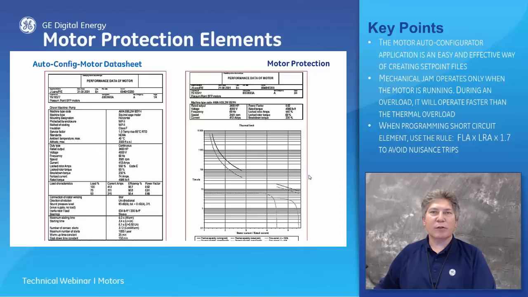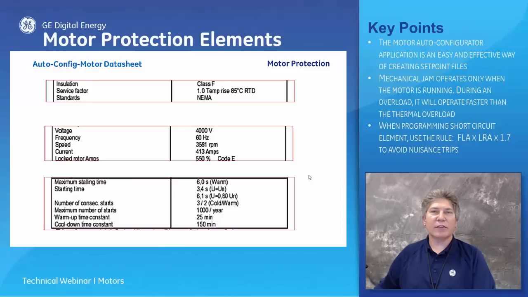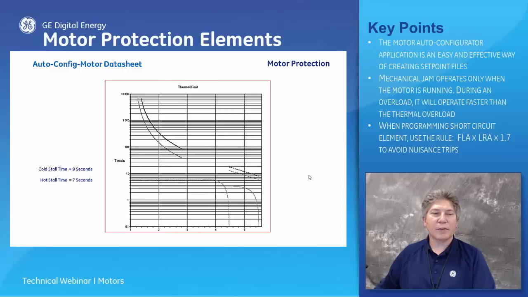Here's an example of a motor data sheet and thermal overload curve. We're going to focus on the data needed to be entered into the motor protection relay. Items such as the insulation class, the service factor, the temperature rise, voltage, current, locked rotor amps, acceleration time, number of consecutive starts, cooling time constant. The graph also provides the hot and cold safe stall times.